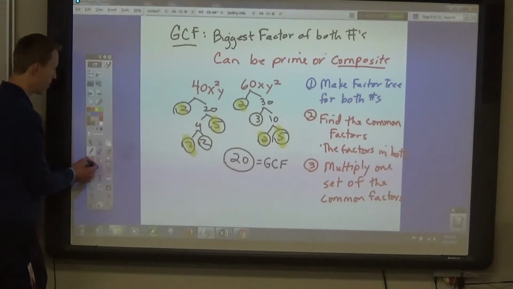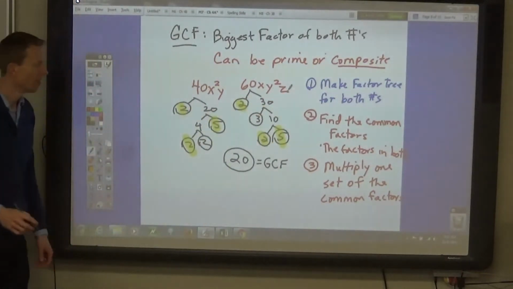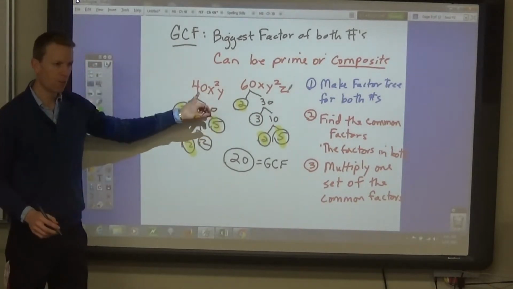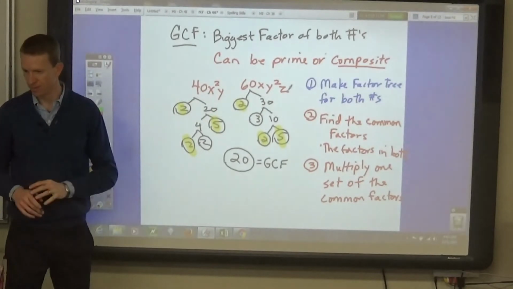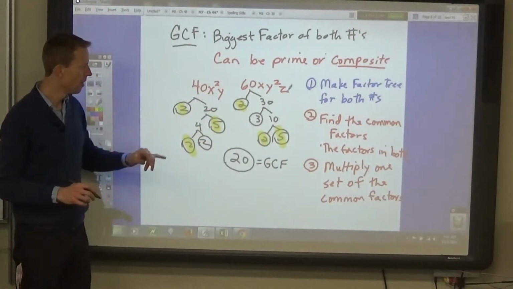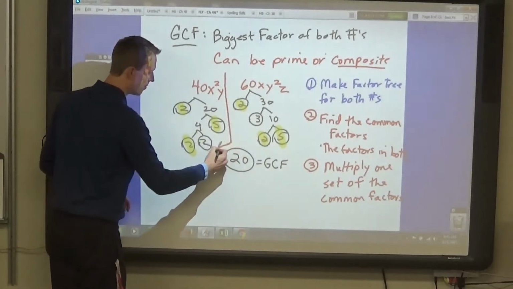Well, let's put one more in there. Let's add a z. Okay? So this is the number we're starting with. Instead of just 40, it also has some variables. Pay attention to this. So then how does that change this formula?